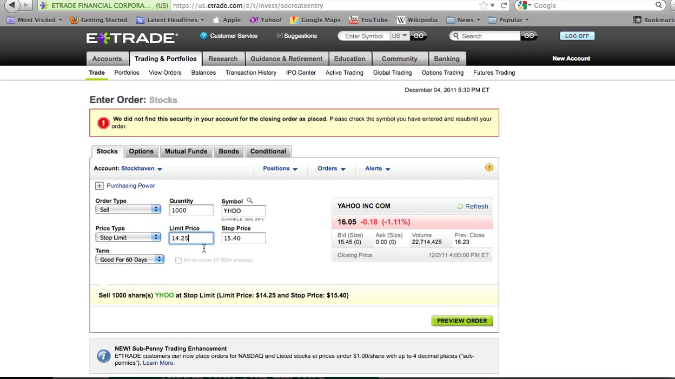So we do not recommend the stop limit, but wanted to explain that one anyway because some people may find it useful. We like the stop price, just the simple stop order, and that is how you put in a stop loss.